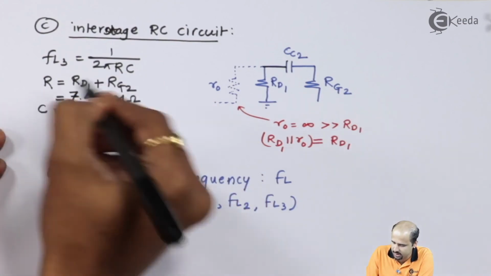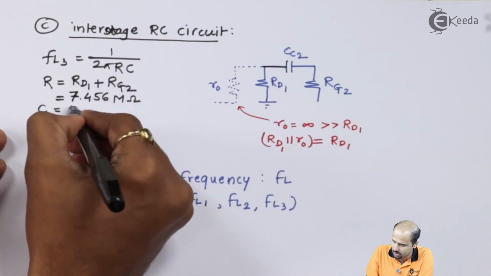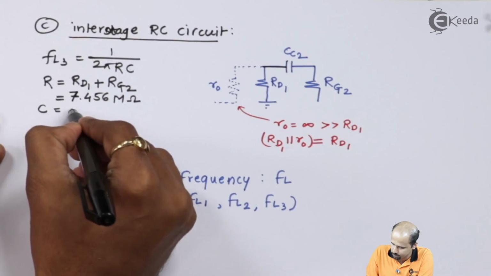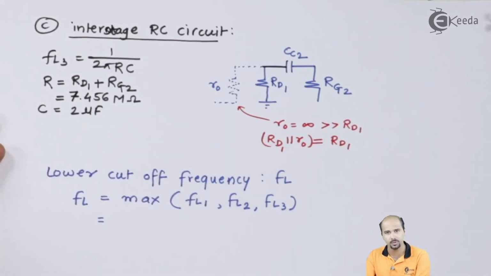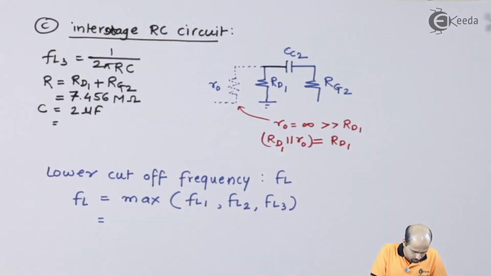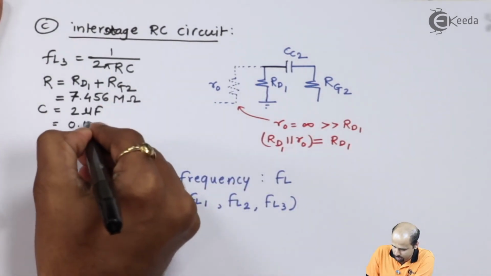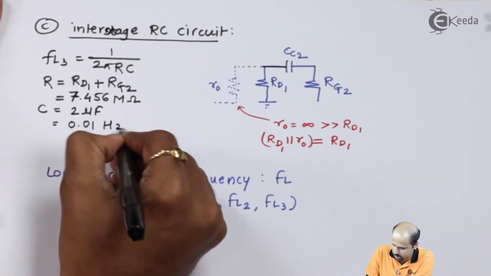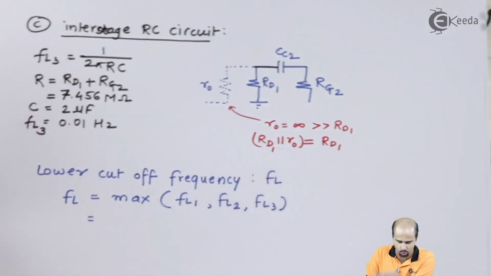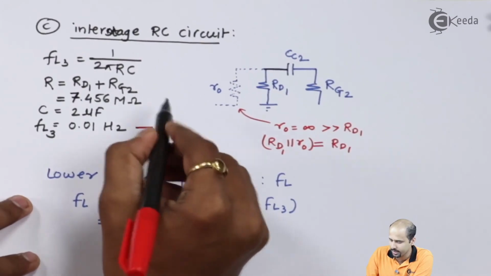And C value is given. C is nothing but CC2, that is the value which is given as 2 microfarad. So here we'll be getting the value as 1 upon 2 pi into 7.456 mega into 2 microfarad. This is also very, very less. I can say that 0.01. So you'll get the value 0.01 Hertz. It's a very less value that we'll be getting for FL3. Out of these three, obviously you will be getting the second value.